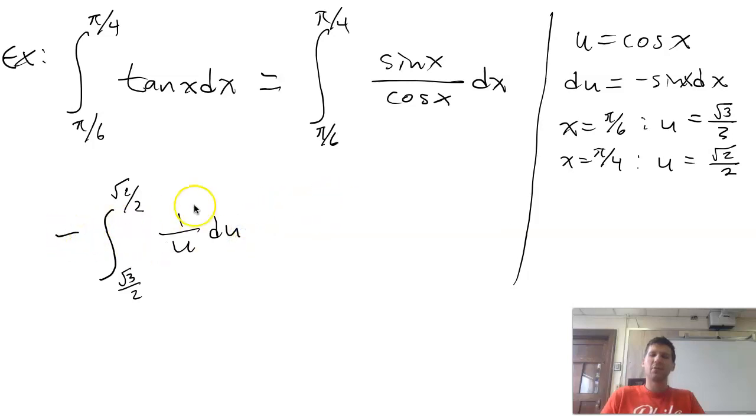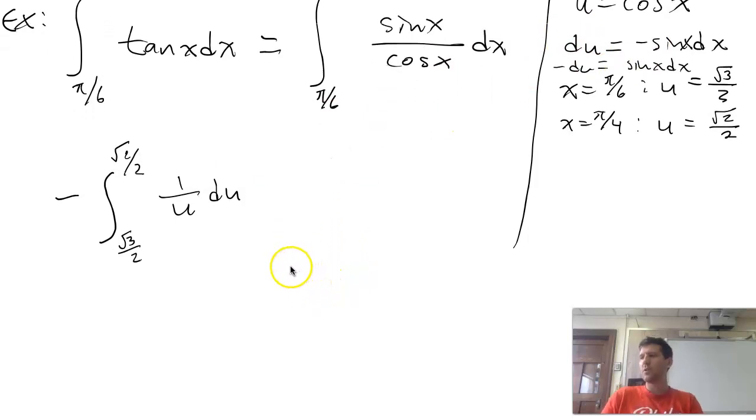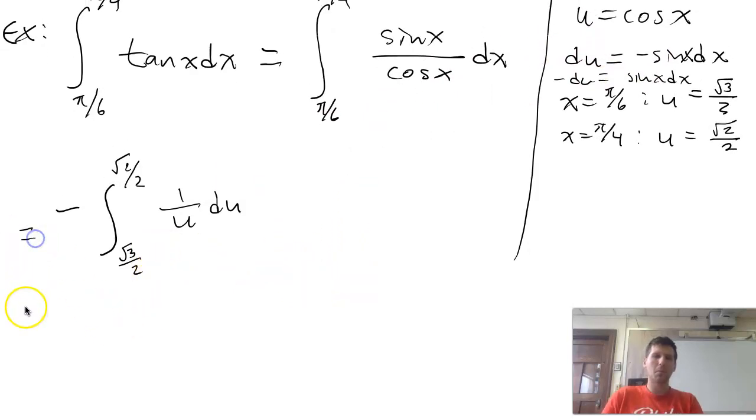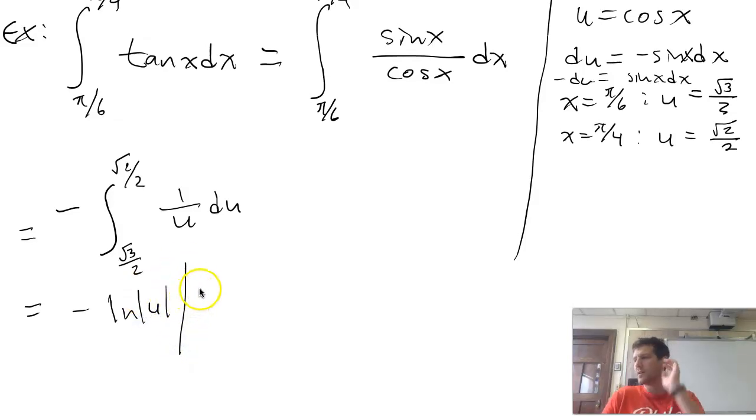Because the negative I put over here, if I solve for specifically what's in there, negative du is replacing the sine and the dx. Put the negative out front, and then I have 1 over u, which now we know is quite nice to integrate. We just get negative, bring that down, natural log of the absolute value of u, and we are going to evaluate that from root 3 over 2 to root 2 over 2.